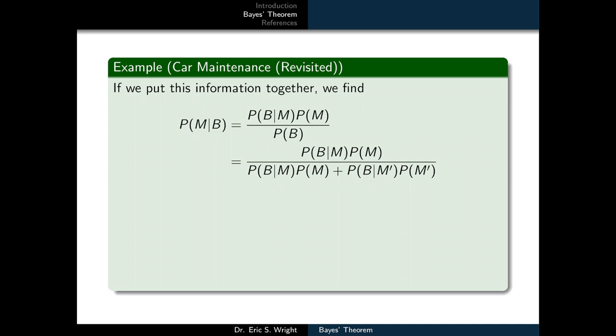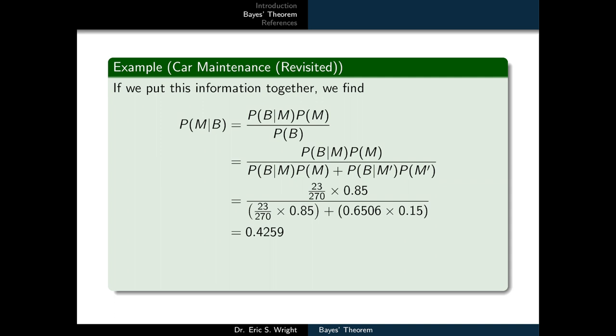However, because of the law of total probability, the denominator in the right-hand side of our formula may be rewritten as the probability of B given M times the probability of M, plus the probability of B given M complement times the probability of M complement. We have values, or at least estimates, for all of the probabilities on the right-hand side, so we can substitute them into our formula.